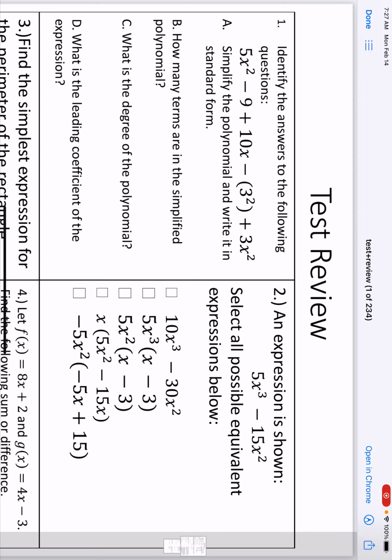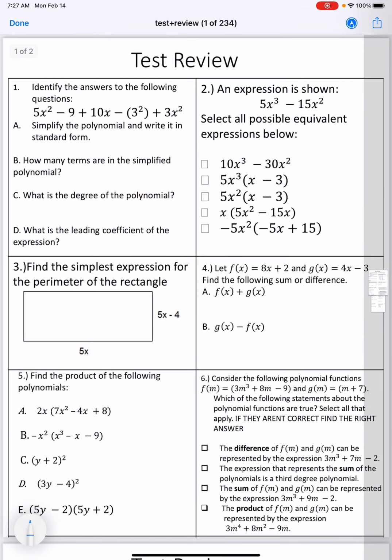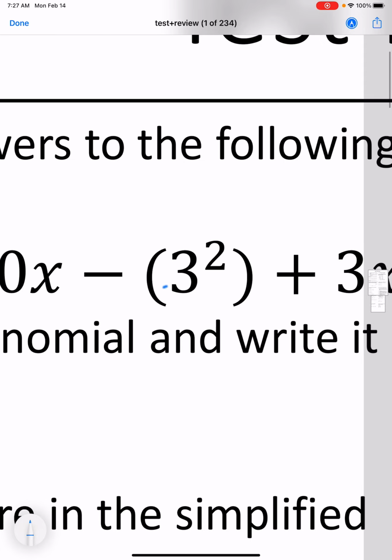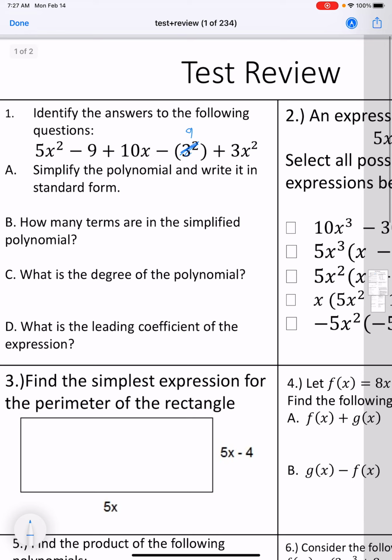Okay, so here's your test review for Unit 8. We're going to start with question 1. It says simplify the polynomial and write it in standard form. Well, first to simplify it, we should handle the exponent that is there, which is 3 to the second power. 3 to the second power makes 9. So those are the actual numbers we're going to be dealing with.